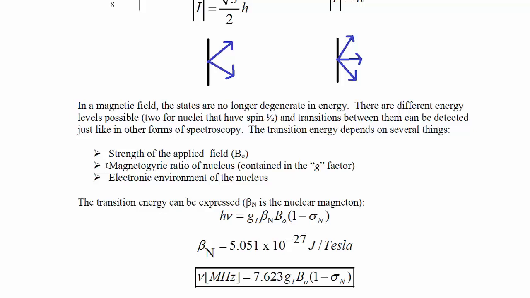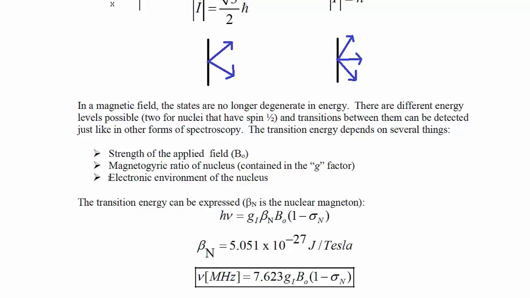The second factor is related to the nucleus itself. So there's something called the magnetogyric ratio of the nucleus, sometimes referred to as the G factor. You have to look that quantity up. Every nucleus has a different G factor, but the bigger the G factor, the bigger the splitting.